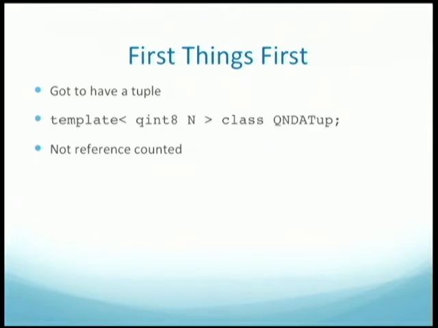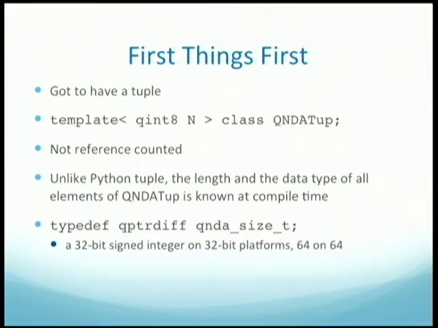So we had to start out by writing a tuple class. Kind of shocking to have to go back to that low level. What I wrote is not reference counted, just the tuple isn't. It's a fixed size, and the data types are known. In particular, when you're indexing into a QNDArray, you're passing in this QNDA2 instance where the elements are all integers, guaranteed to be integers by the compiler. On 32-bit platforms it's a 32-bit integer, and on 64-bit platforms it's a 64-bit integer. That's this QNDA size type.